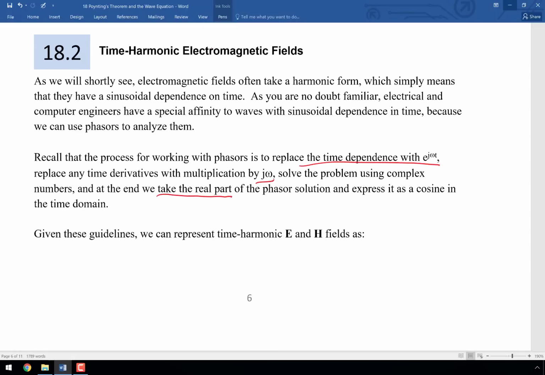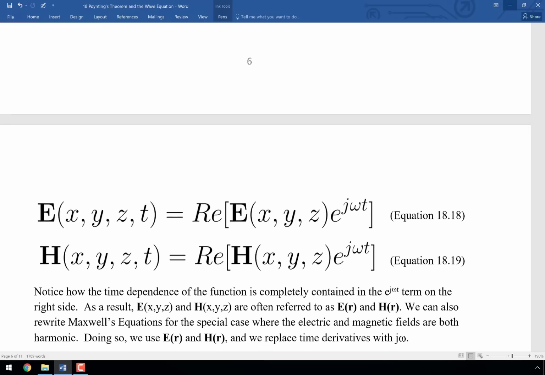So given these guidelines, we can represent the time harmonic electric and magnetic fields as shown here. Assuming that originally they had an x, y, z, and t dependence, we're going to reduce this down so that the t dependence is only an e to the j omega t. Notice that there is no t dependence inside of here anymore. So E of x, y, z, we'll often represent as E of r. And similarly, we would have H of r, because the H dependence is also just x, y, and z.